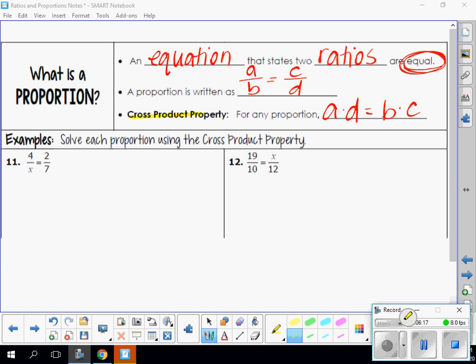We're going to use the cross product property, which is like cross multiplying and dividing. So what you would do is you would multiply the things that are diagonal from each other. So notice here that it's A times D, and then it's B times C, because those are diagonal from each other, makes that cross in the middle, and then you would cross multiply, and then we divide. So you've done this a lot of times before in previous math classes. Let's jump down to number 15.